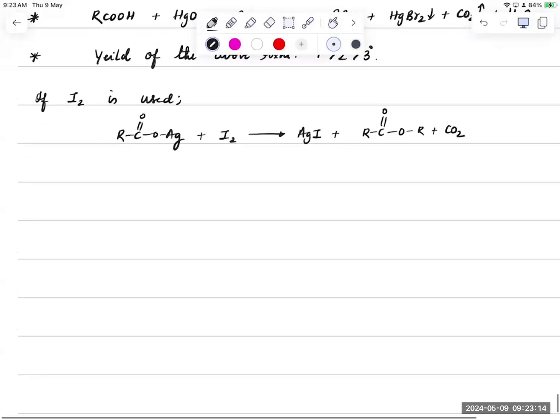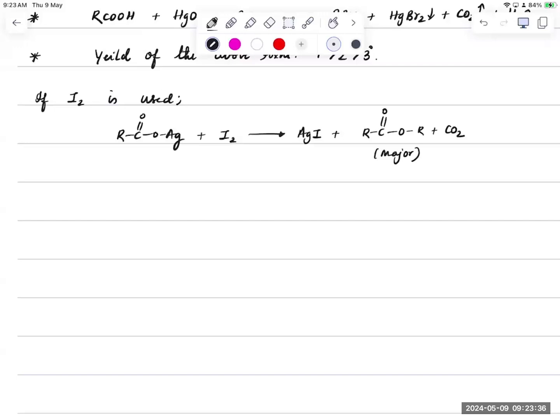So here you will not get alkyl halide. Here you will get more of ester. This is a major product. This is the importance when you have it with I2. I hope all of you understood this point.